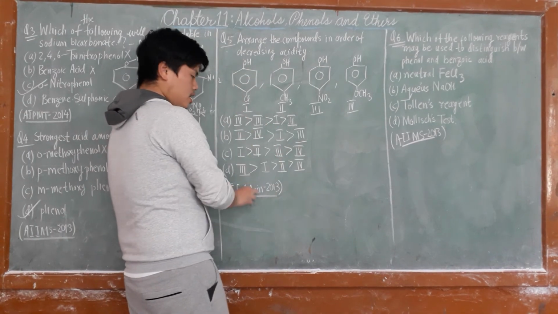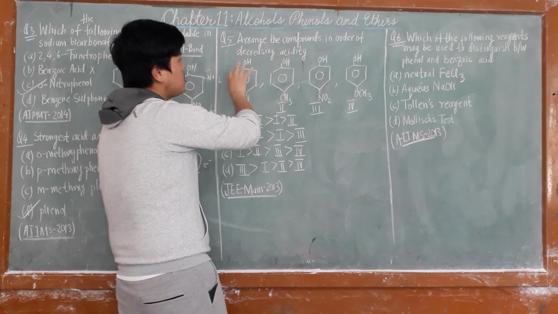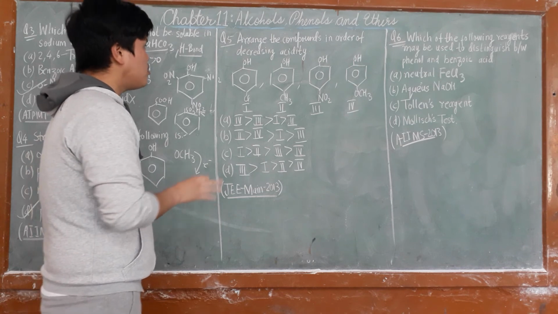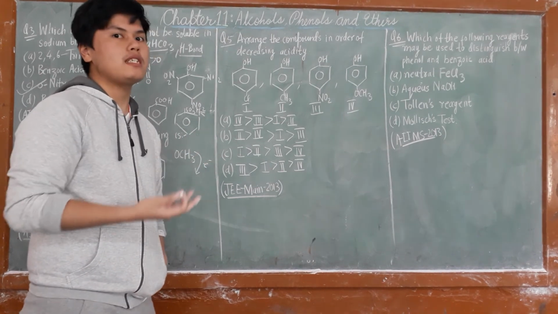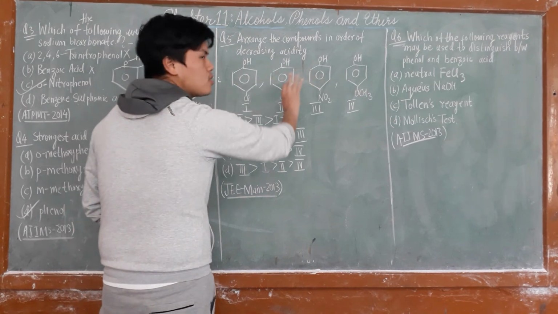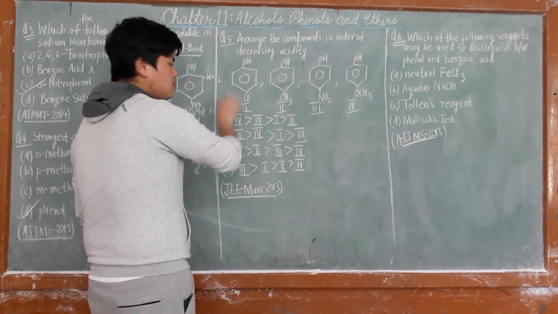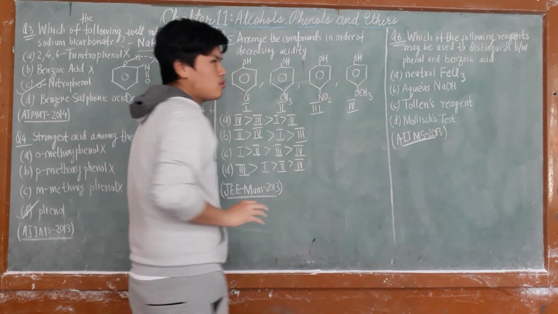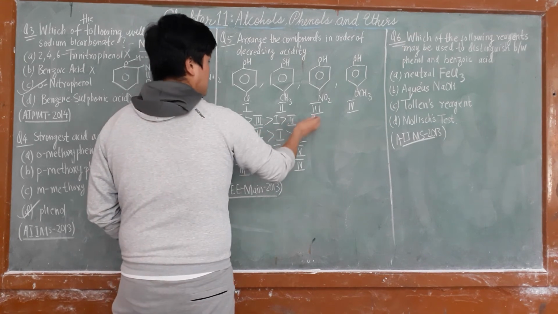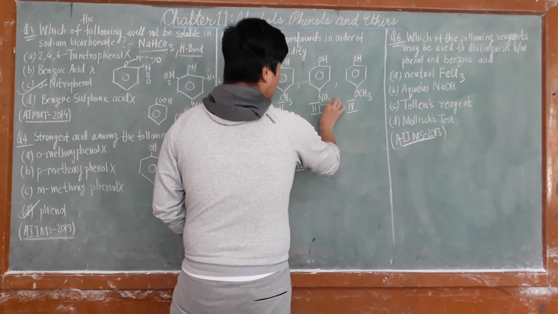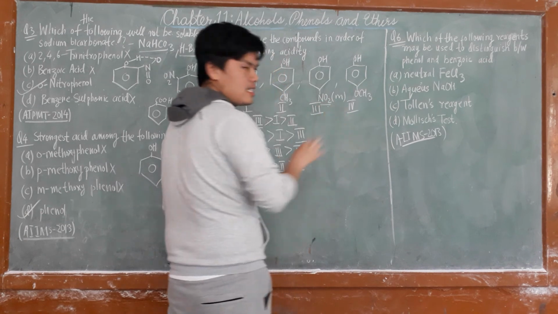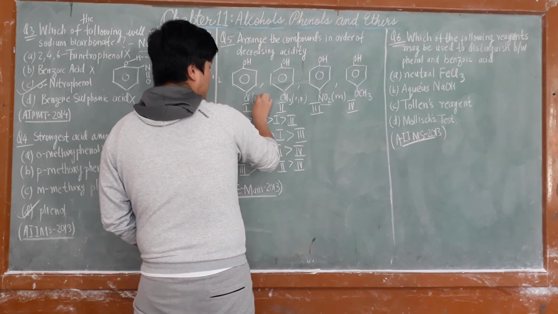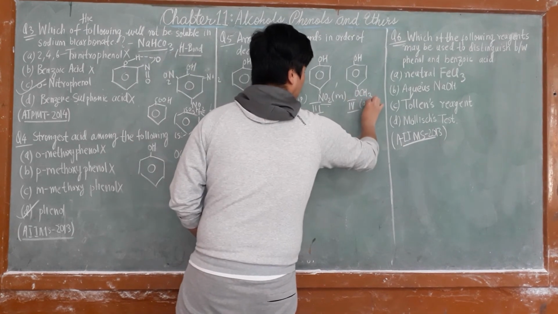Now question number 5, JMA 2013. Arrange the compounds in order of decreasing acidity. Here you have to know ortho-para directing and meta directing groups. The acidity will depend on the substituent that is attached: Cl, CH3, NO2, and OCH3. You can see only NO2 is meta directing. OCH3, Cl and CH3 are ortho-para directing.